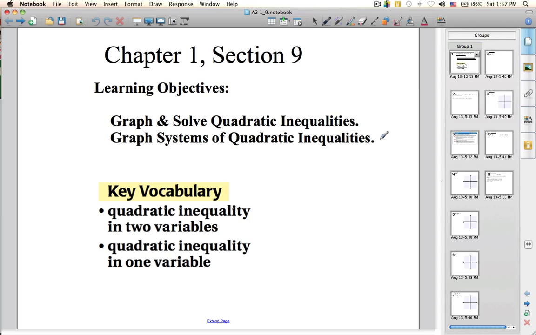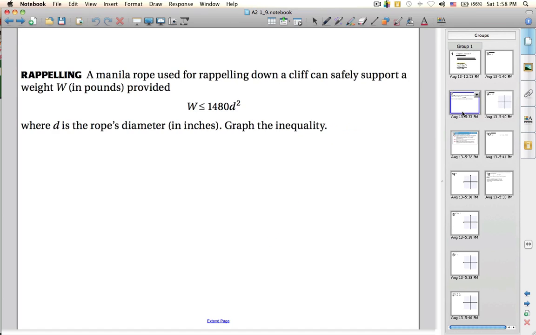Of course, when you're working with a system of inequalities, I have more than one quadratic function, and I'm looking for the overlapping answer areas when I'm graphing a system. So the key vocabulary here is a quadratic inequality in two variables and a quadratic inequality in one variable. Those are items that may kick up for you on the test. So let's go ahead and move forward.